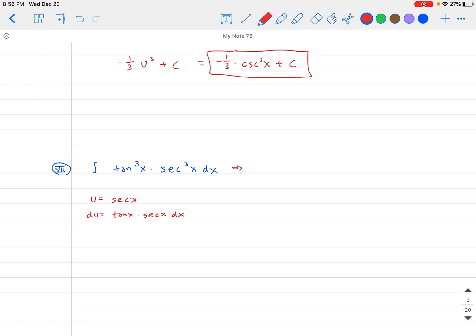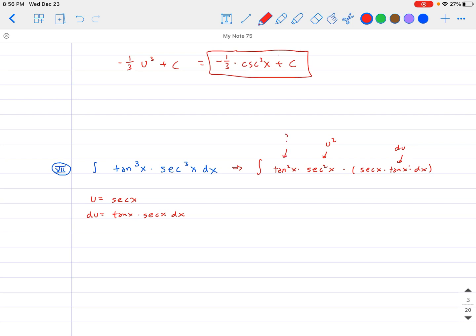So if I go to my original problem, I definitely see du there because if I rewrite this, this can be rewritten as the tangent squared of x times the secant squared of x multiplied by secant of x times the tangent of x dx. So that part right there, that's going to be du, which is good. u is going to be this part right here, which is u squared. So the question is, what do we do with this guy?